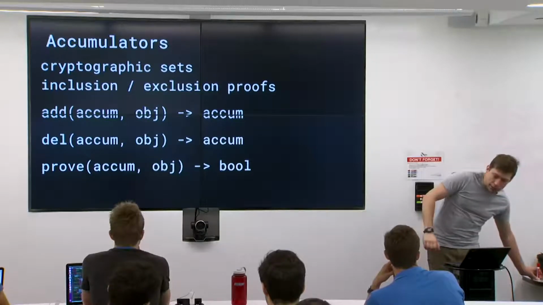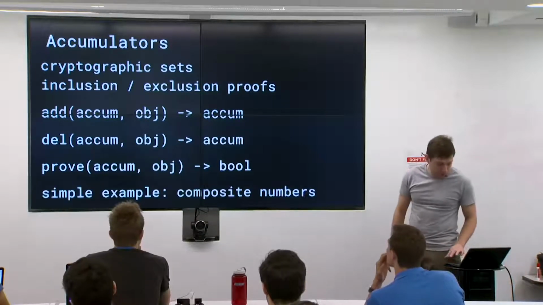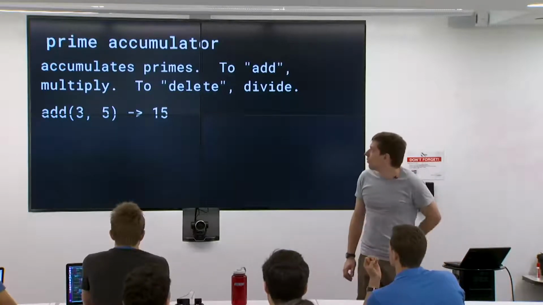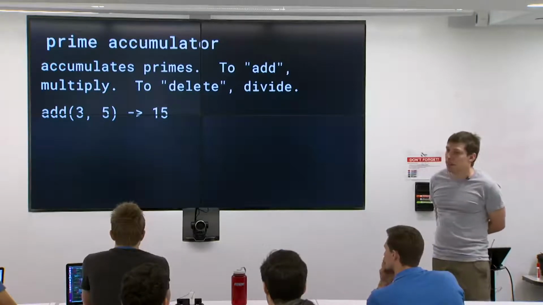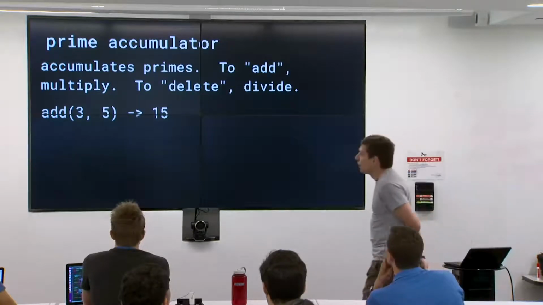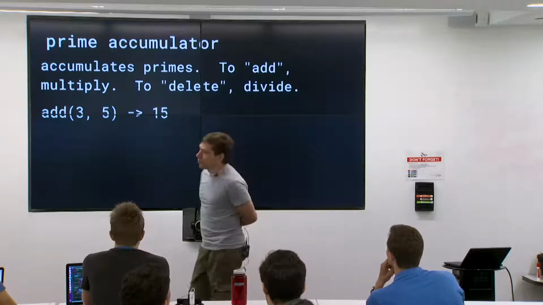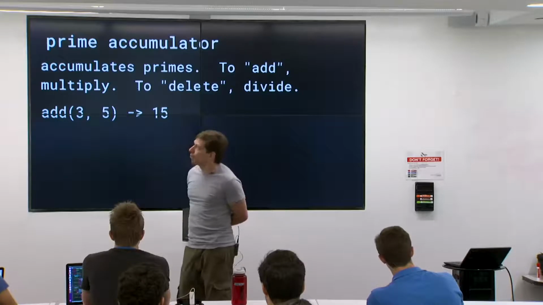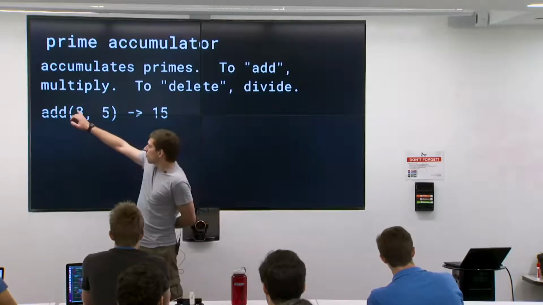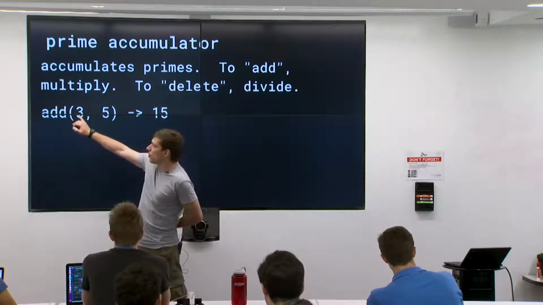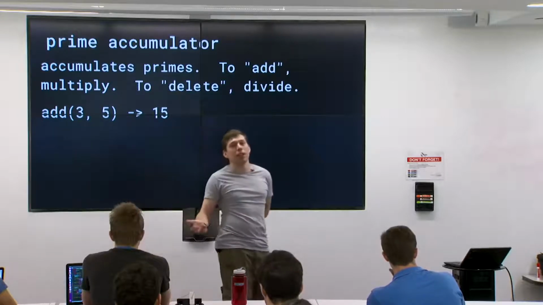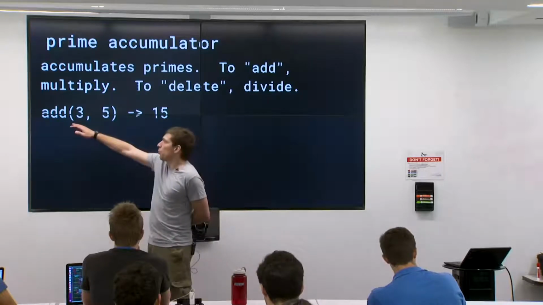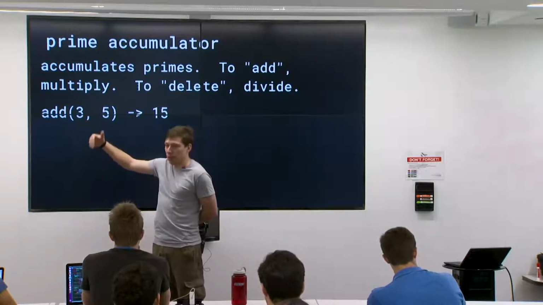So the simplest example, which I think is kind of fun, is composite numbers. Accumulate prime numbers. To add, multiply. To delete, divide. If you're going to do this, you start with 1. 1 is not a prime, so that works. So you cannot prove any prime exists within that accumulator. But let's say you start with 1 and then you add 3 to the accumulator. You multiply by 3 and you get 3.